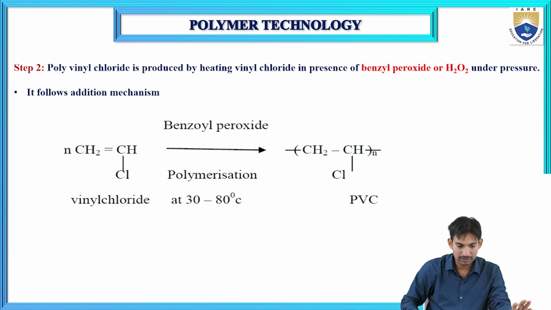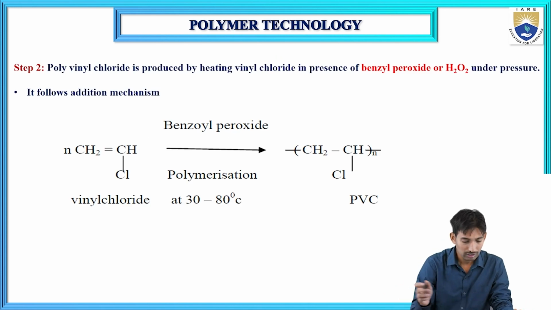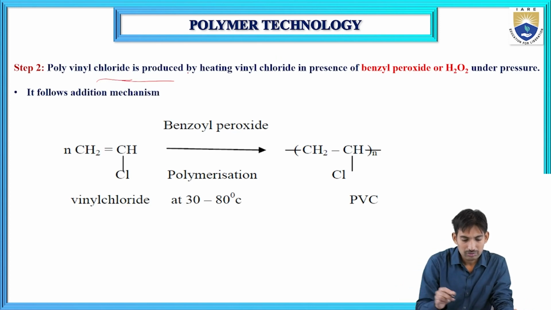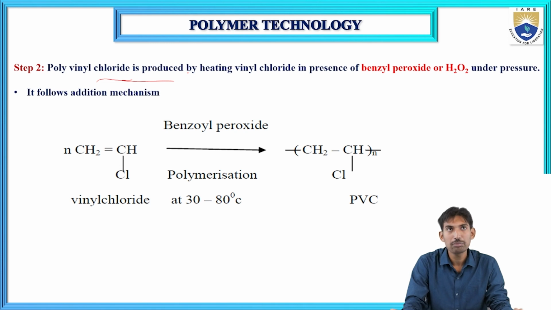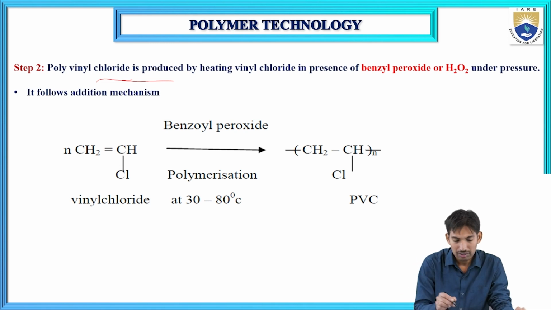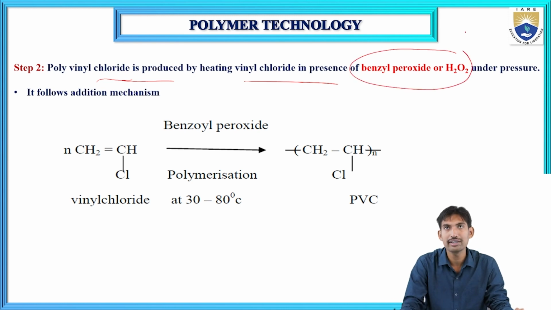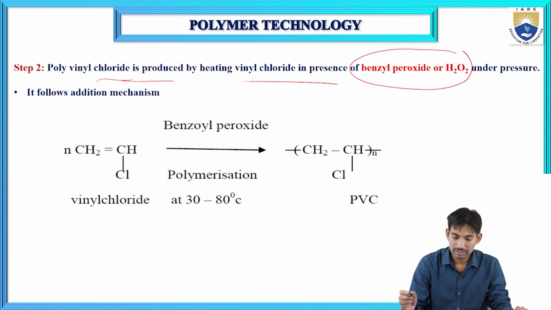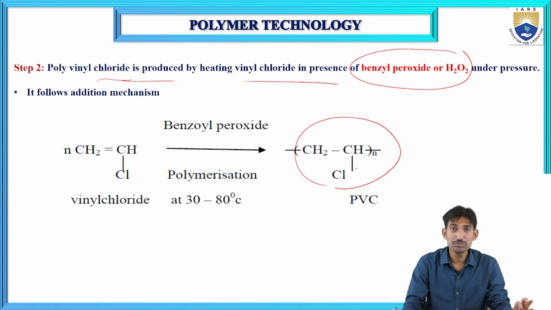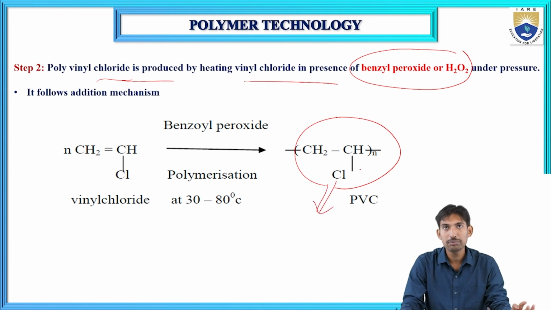Then step 2: polyvinyl chloride is produced by heating vinyl chloride in the presence of benzoyl peroxide or H2O2 under pressure. In the first step we prepared vinyl chloride, and from vinyl chloride we have to prepare polyvinyl chloride. How can we prepare polyvinyl chloride?